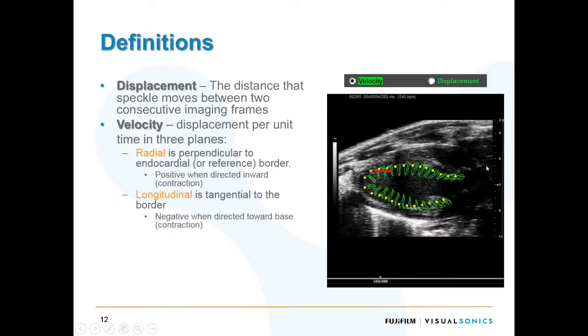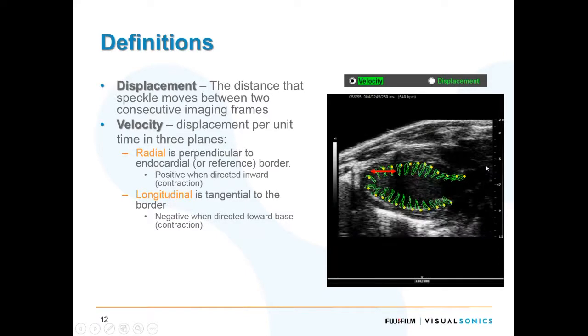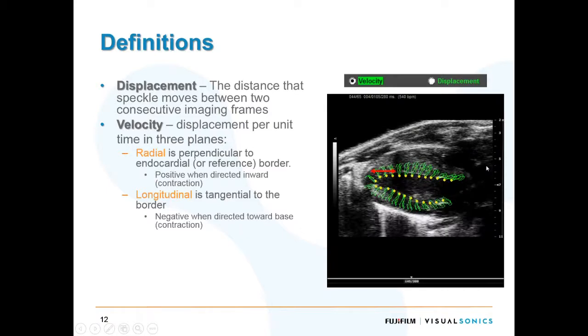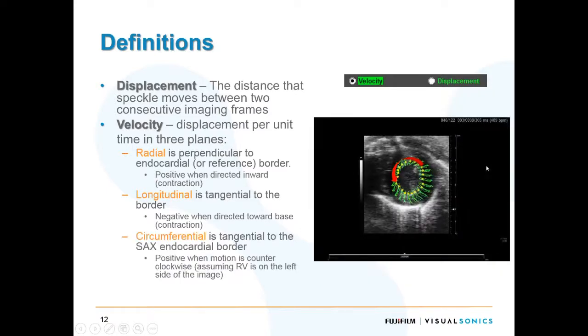Then we have a longitudinal direction. This is tangential to the border that you trace. And thirdly, we have circumferential strain. So that's more of a twisting motion that's also tangential to the curve when you do strain in a short axis plane.